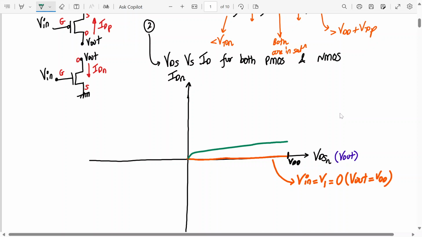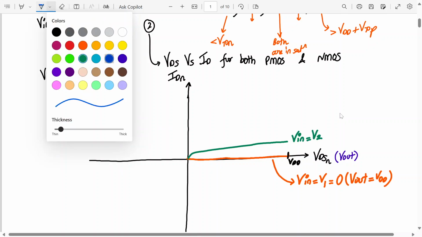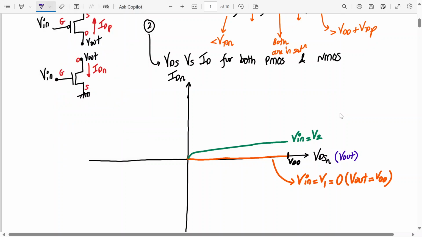Yeah. So this is the graph for V in equal to V2. Okay. Then next, we have a graph for V in equal to V3. So we get a higher value of current. Yes, of course. V in is nothing but VGSN. So as we go on increasing the VGSN, the channel becomes more and more conductive.